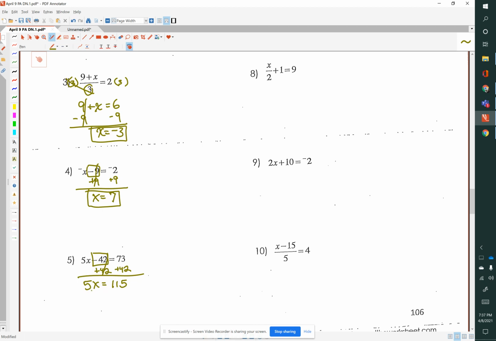Now, x is being multiplied by 5, so I will now divide both sides by 5, and x will equal 115 divided by 5. This is how you should be doing it. So 5 times 2 is 10, and there it is, 23.